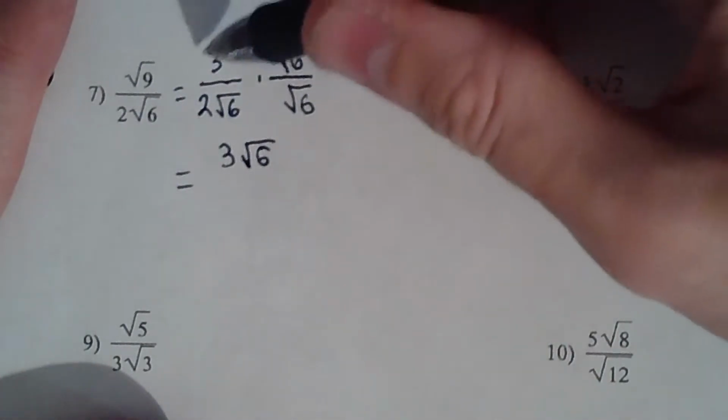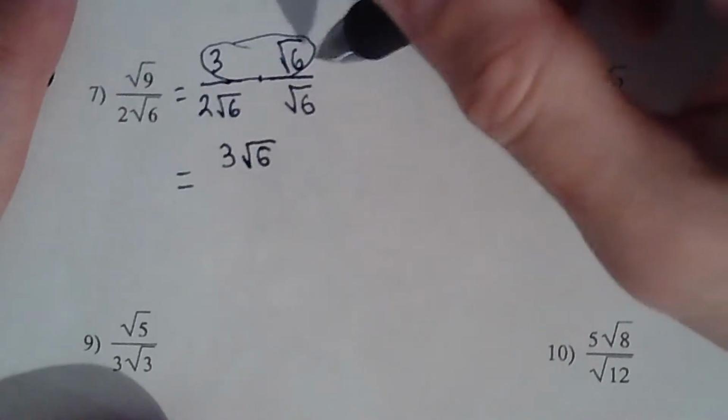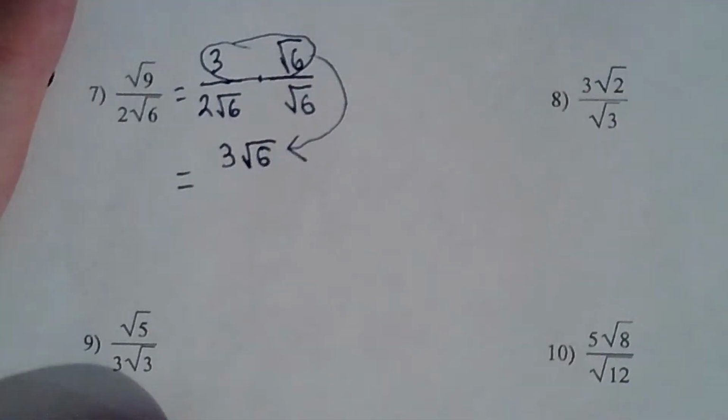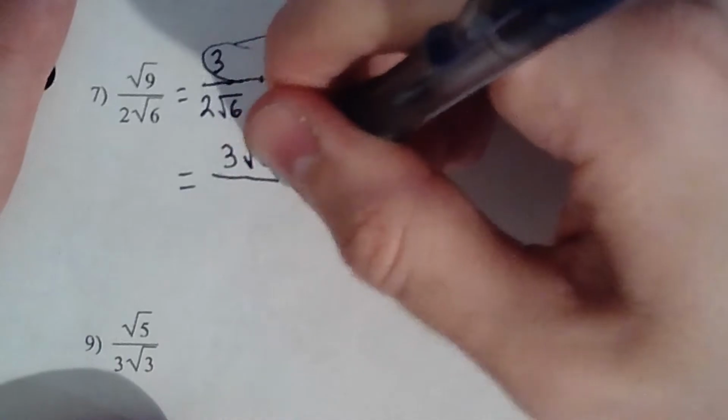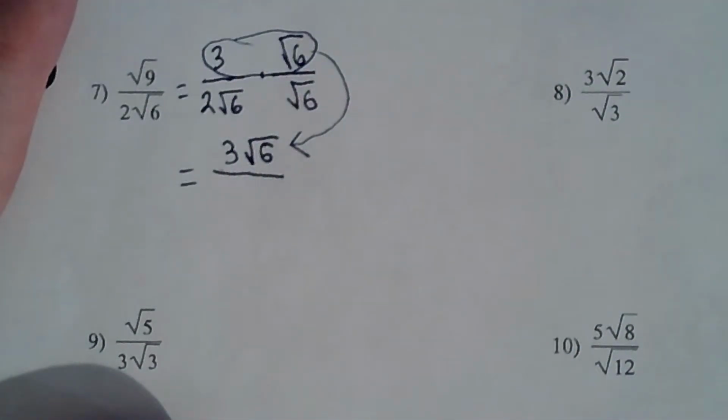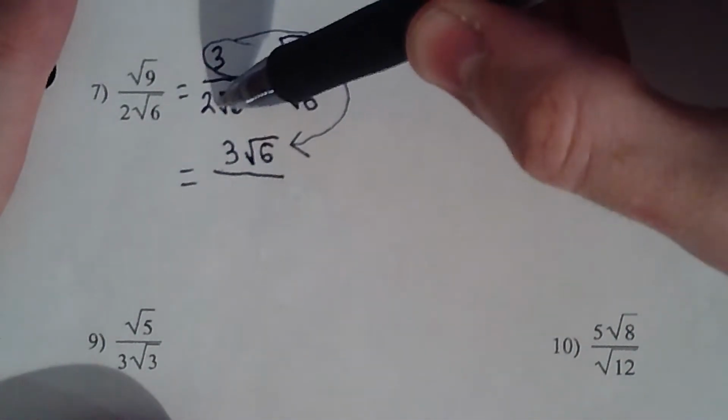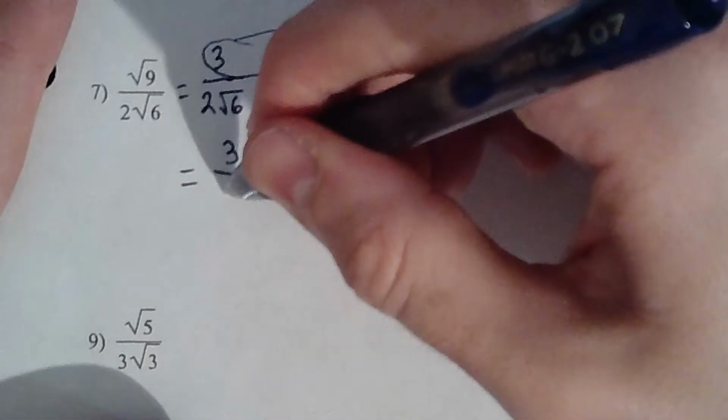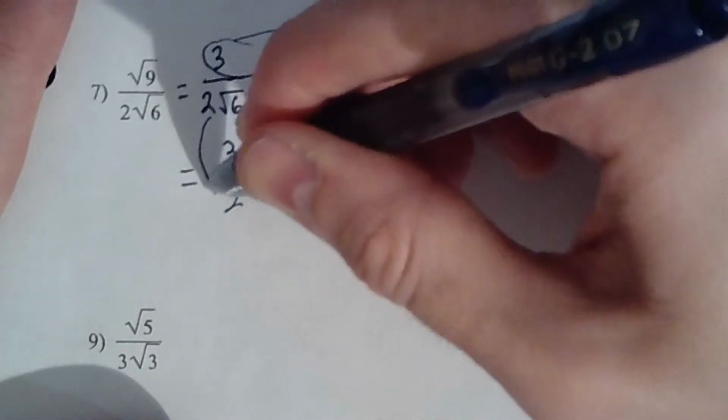So these two guys on the top stay exactly the same. Now on the bottom, what's happened on the bottom here? Well, I have the 2. The 2 just gets copied. So the 2 actually just gets copied.